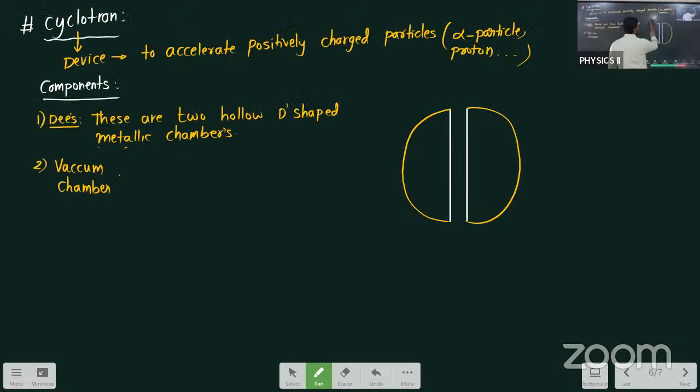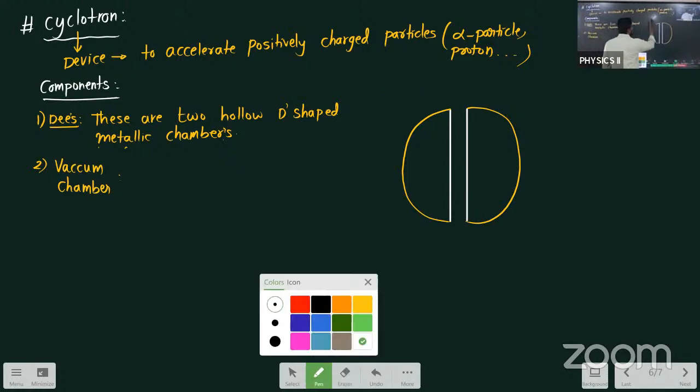So I'm writing here magnetic symbol, something like this. What does this cross symbol represent? Cross symbol represents that the magnetic field is inside.